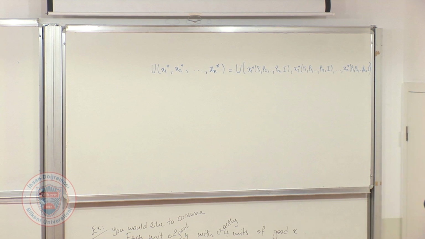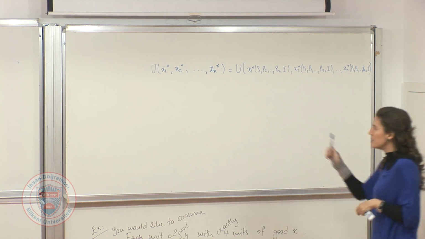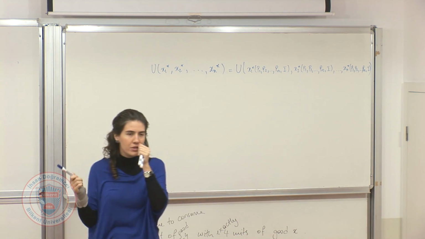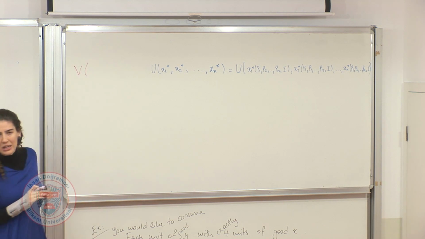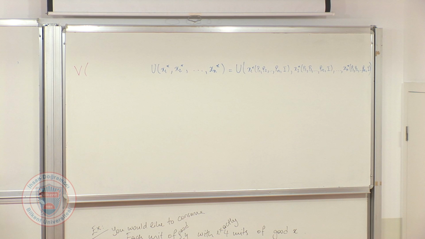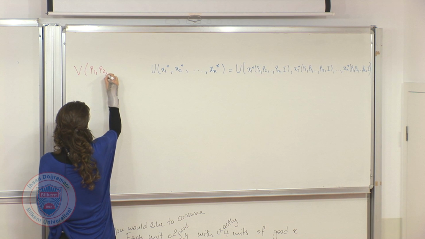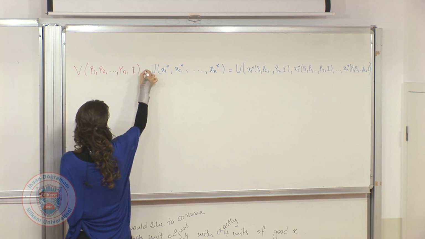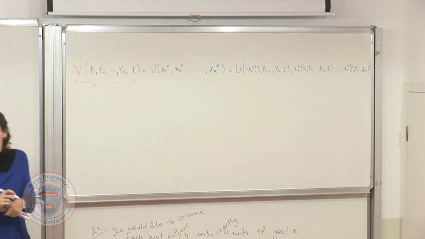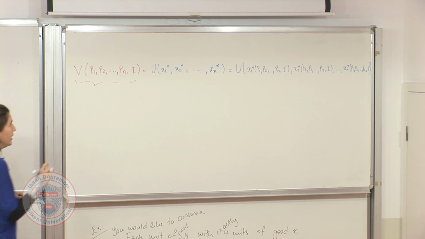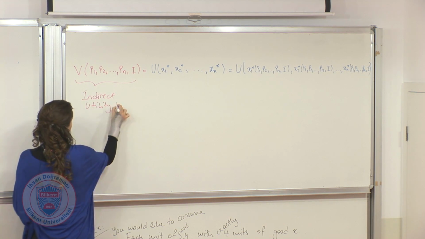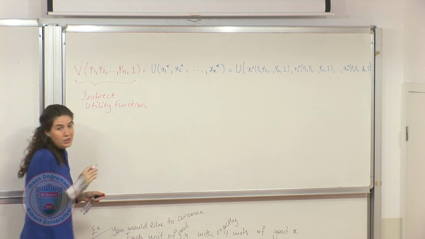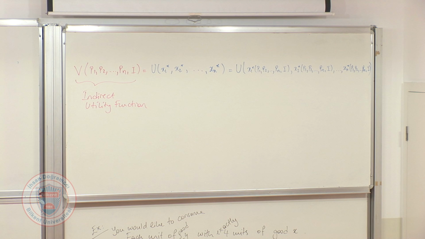Then this is what we call the value function, right? This function which gives you the maximal utility is also a function of what? Let me call it v, function v. It will be a function of what? Prices and income, right? So we have a special name for this function. Know this from now on, okay? This is called the indirect utility function.